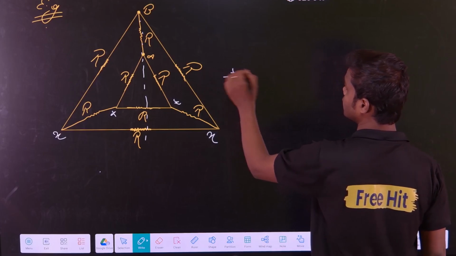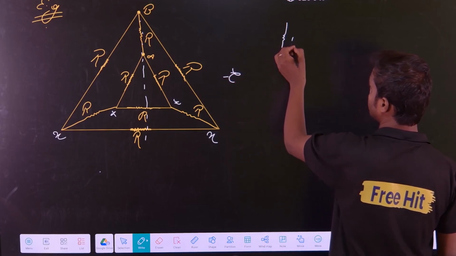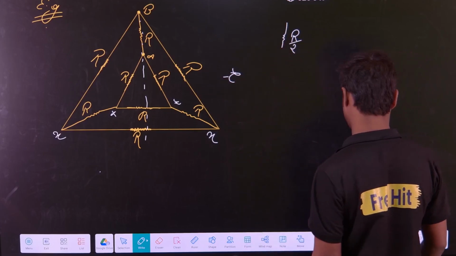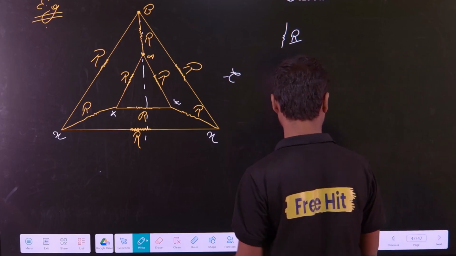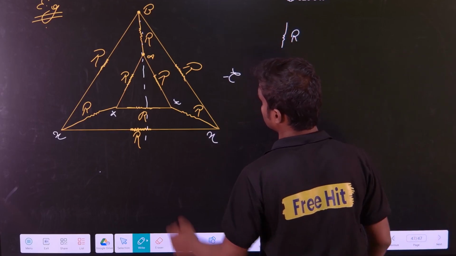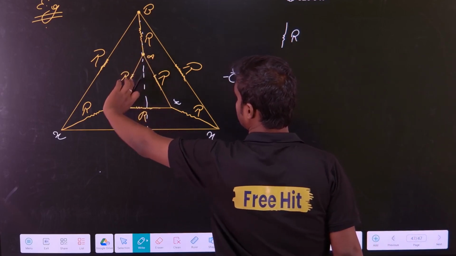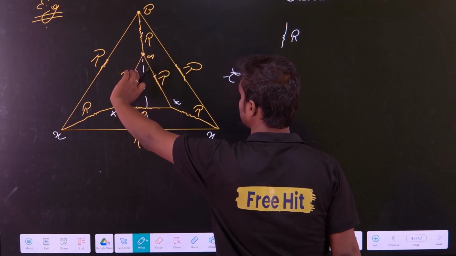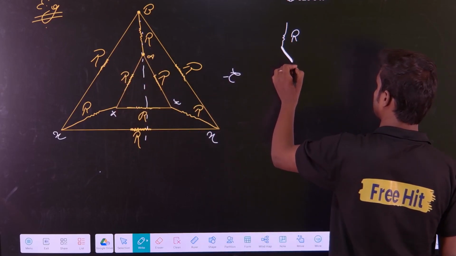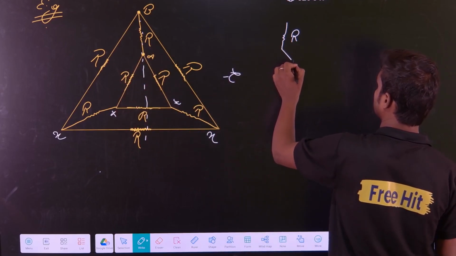Now if you see it, we can draw it like this. This whole circuit will reduce to this part. This is r, not r by 2. This point is a and z, this point is also a and z, so this will reduce to r by 2, correct? So this will reduce to r by 2.